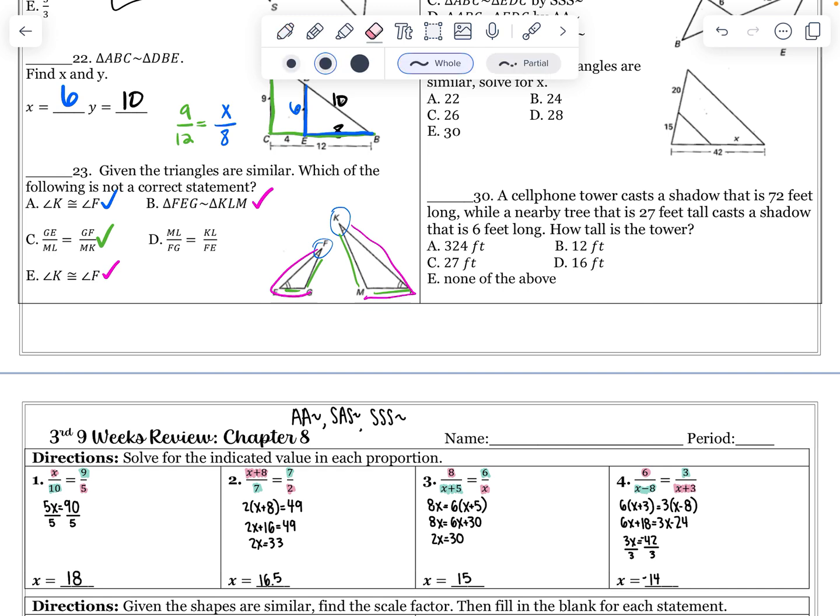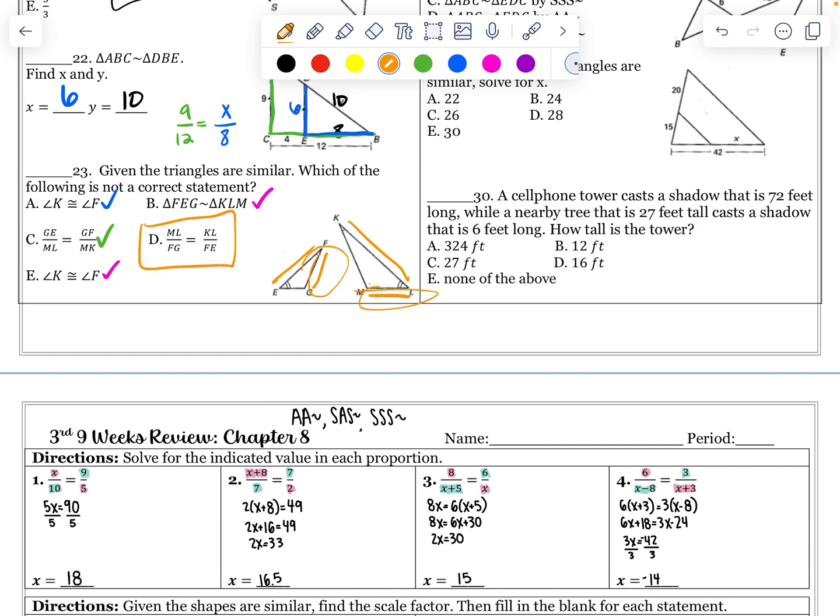I have to erase all this or else I can't see what I'm looking at. M to L is 0 to 2, and then FG, this isn't making sense. These don't match, they are not corresponding. And then I have KL 1 to 2 and FE 1 to 2. Yeah, this is the mistake. That's the one that does not work. That is not a correct statement.